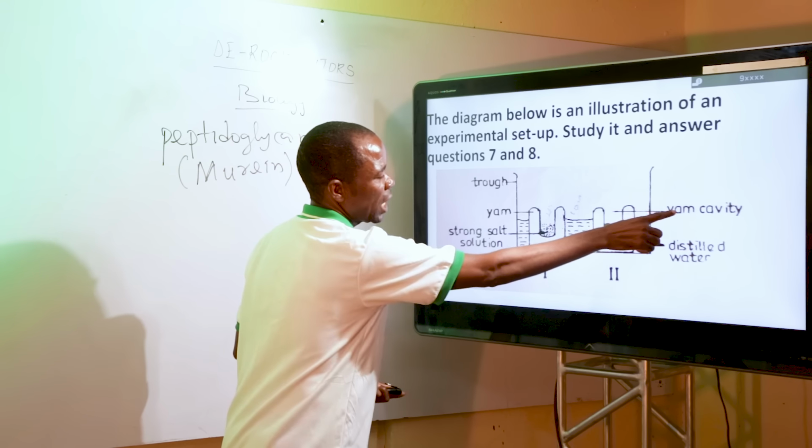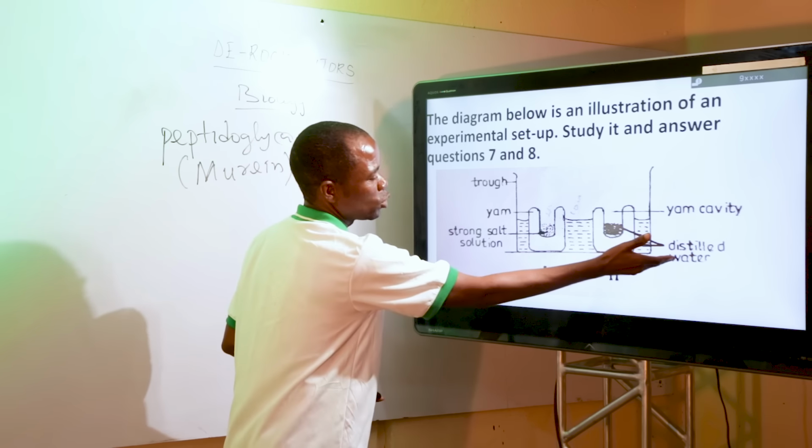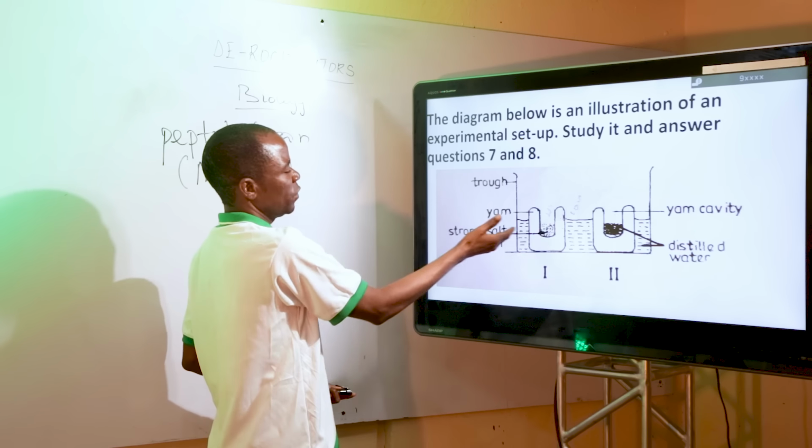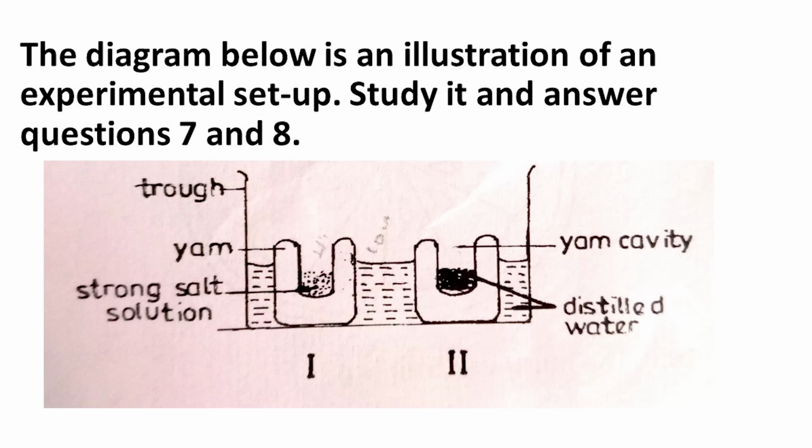Because you can see, yam cavity, yam is plant. And we can see that this is the control experiment. What is the experiment? We have a strong solution. So we already know that this is an experimental setup to find out about osmosis in plants.